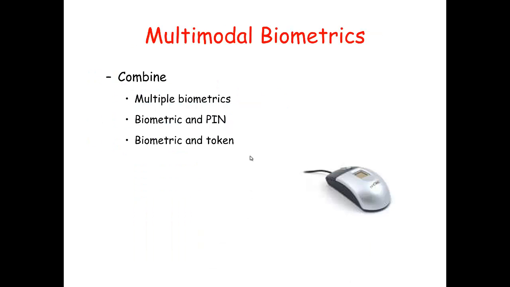Just now we have seen different biometrics ways for user authentication. For better performance, generally we combine multiple biometrics. For example, we can combine face recognition and voice recognition, or combine fingerprint recognition and face recognition for user authentication. Also, you can combine biometrics with a PIN, and combine biometrics and a token, and so on.